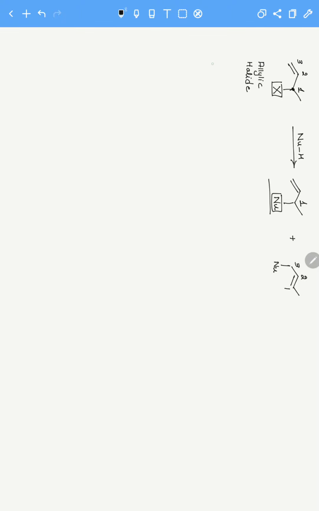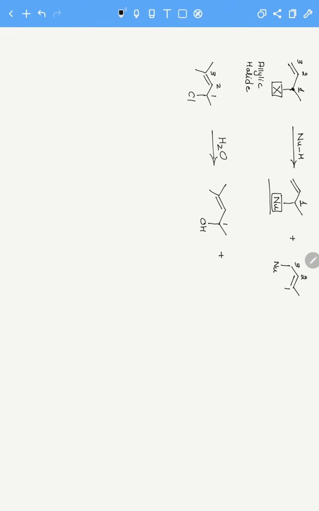For example, let's say we were given this allylic chloride and it was reacted with H2O. So to draw the first product, I will just draw the allylic system as it is, but instead of chlorine, I will add the nucleophile H2O, remove one H from H2O, and you will be left with OH, and OH will be here at position 1. So this is position 1, this is 2, this is 3.